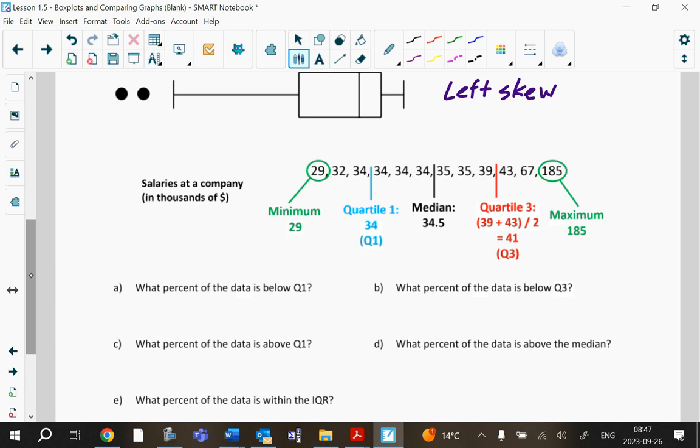You could be given the 5-number summary. Like I could give you this. You don't have to write this down.